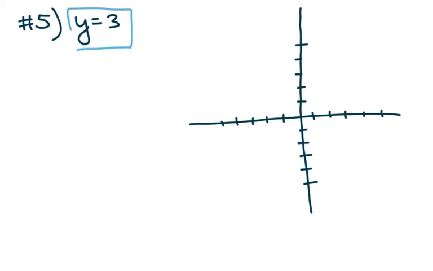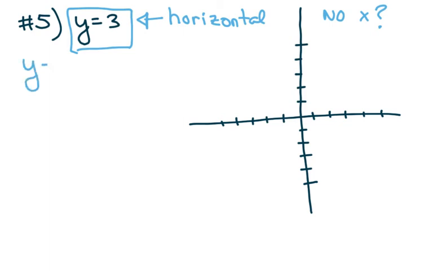This is a very strange equation. This is a horizontal line. And where is the x? There's no x. You could think of this as y equals 0 times x plus 3. So the x could be hidden in there. The coefficient of it is 0. So if this helps you make sense of things, use it.